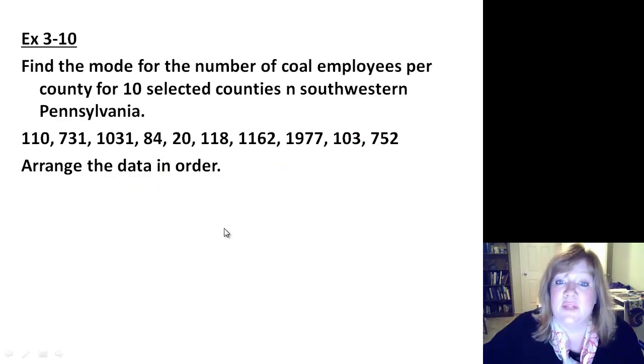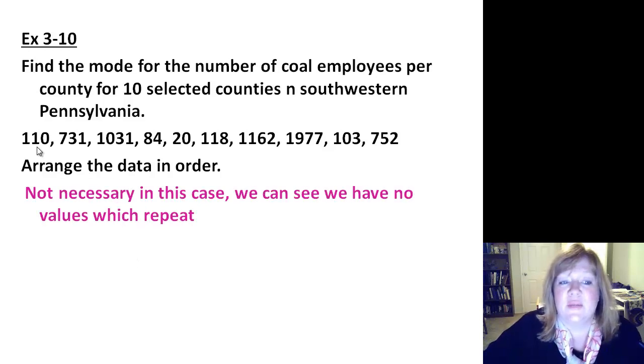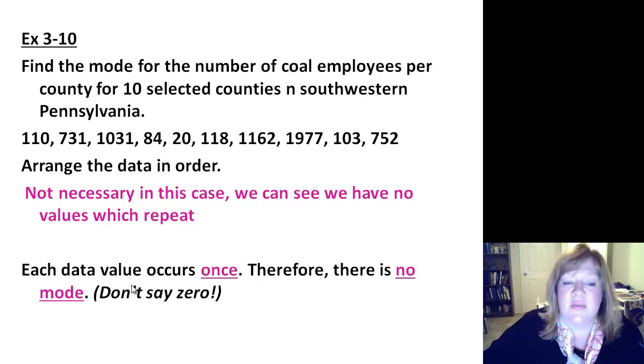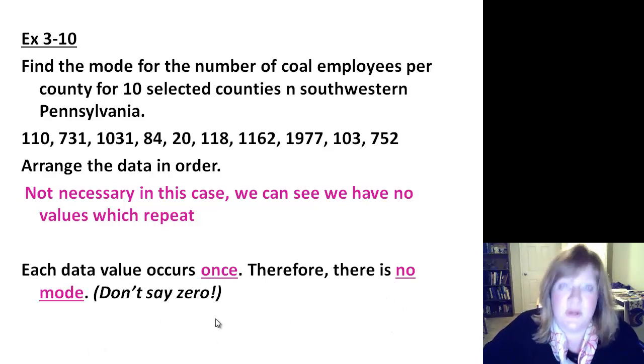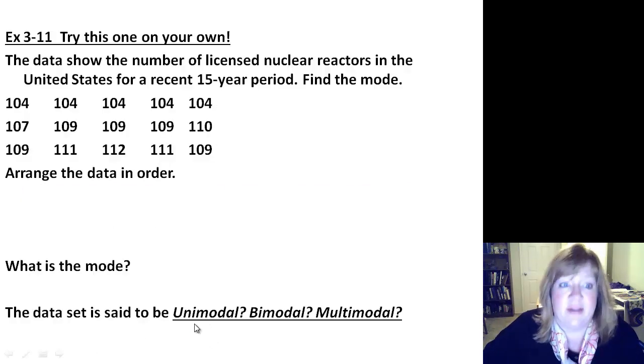Find the mode for the number of coal employees per county for 10 selected counties in southwestern Pennsylvania. Arrange the data in order. For this one, I said it's not necessary. If you look at your data, you don't have any values that repeat themselves. So each value occurs only once, therefore there's no mode. Don't say 0, remember. We say no mode, because 0 could be a data value.